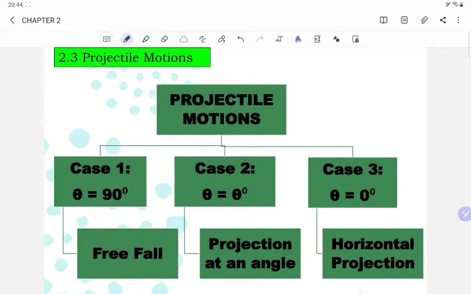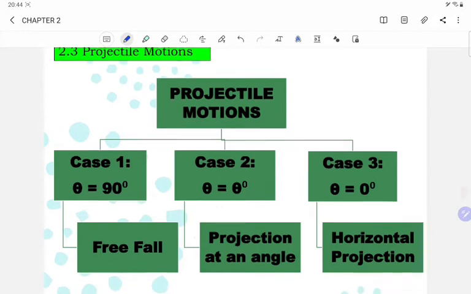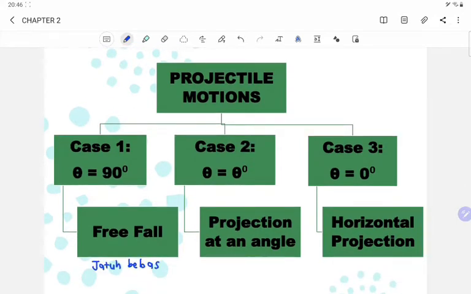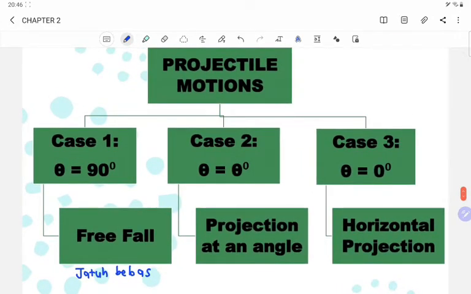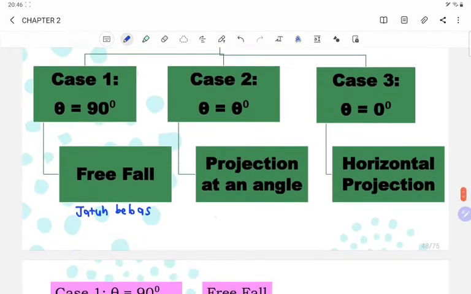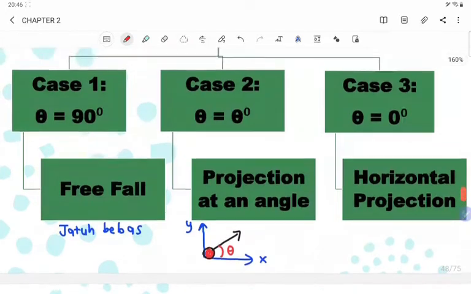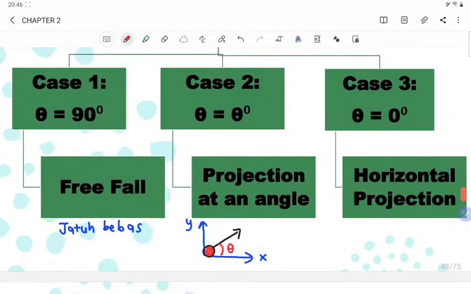So for this subtopic, we are going to look at 3 different cases. The first one is free fall, jatuh bebas. And then the second case is projection at an angle. Okay, sesuatu objek tu dia diunjurkan pada satu angle. Okay, contohnya awak baling bola. Okay, dan ini adalah angle bola itu dilontarkan. So this is the example for projection at an angle. So dia adalah angle dia.